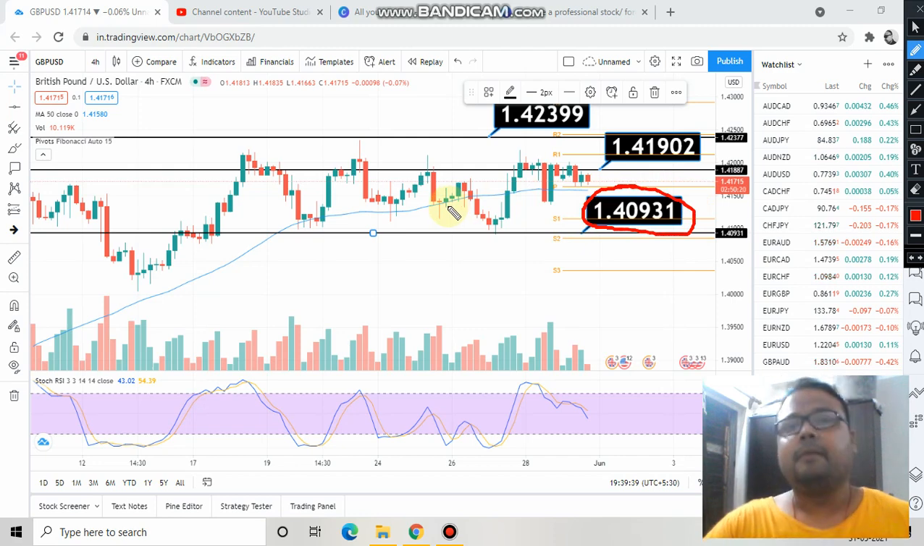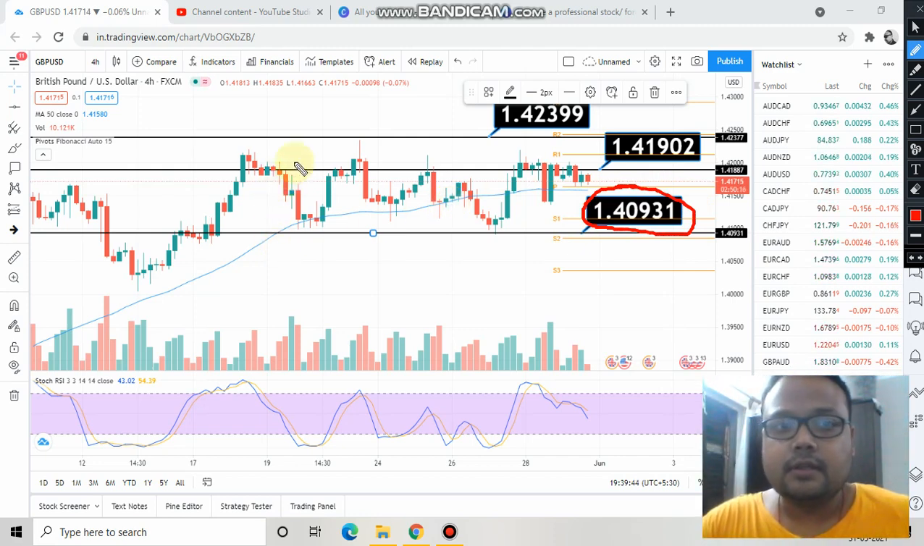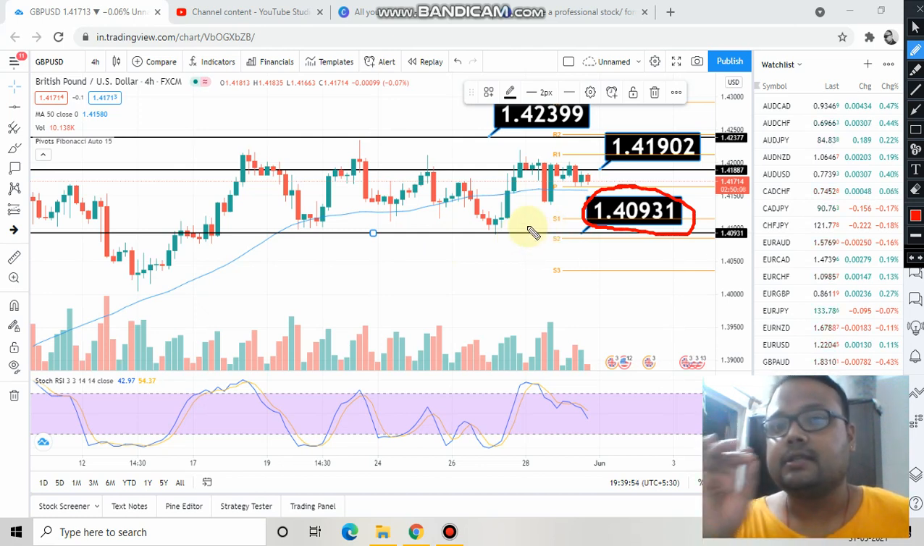Whenever the market was reversing from the resistance, it was taking support at this price level. So in case you find the market at this price level, then just observe the price, and if the market reverses from this level, then you can go for a buy at this level, 1.4093.